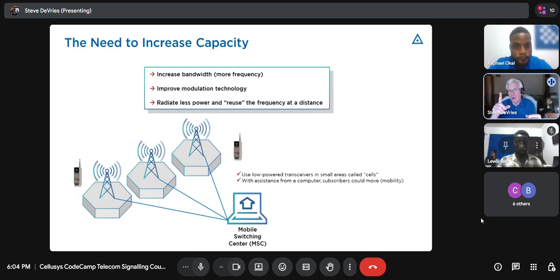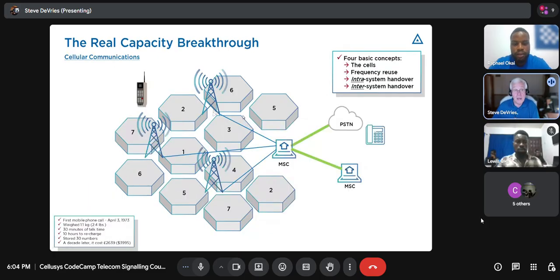Theoretically, if you kept shrinking those cells down, you could get more and more capacity. If I just keep powering less and less here, I can reuse frequencies at a shorter distance. But again, there's a practical limitation. If you're driving on a major motorway in the country outside of a city at 80 kilometers, you can't have a cell that's only a few meters wide. It couldn't keep up with you. It really depends. So these cells can vary, and you can only shrink them so much, depending on the geography. So that was the real breakthrough.